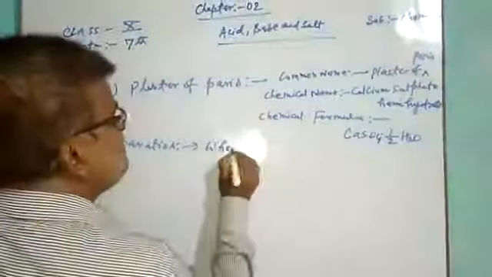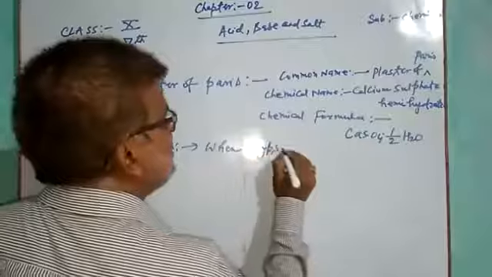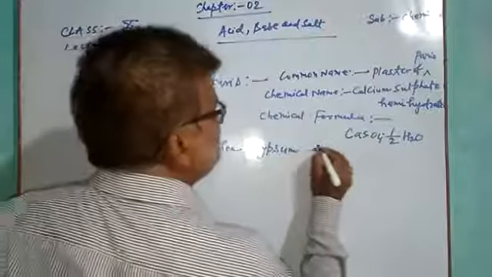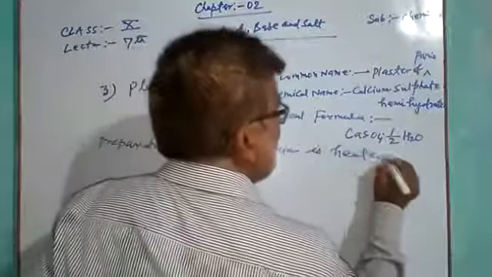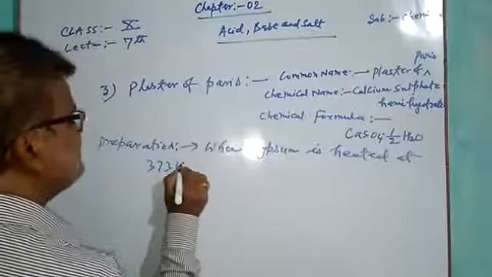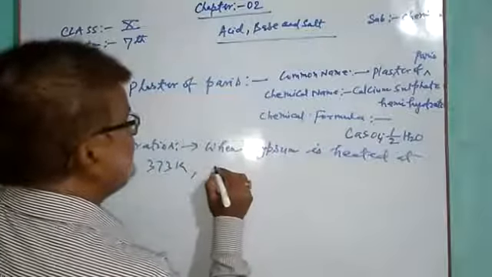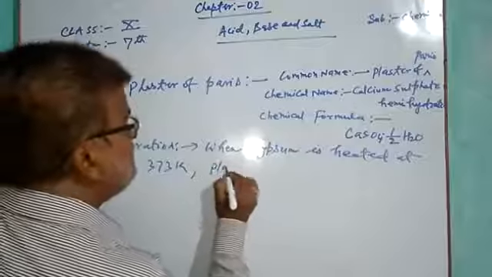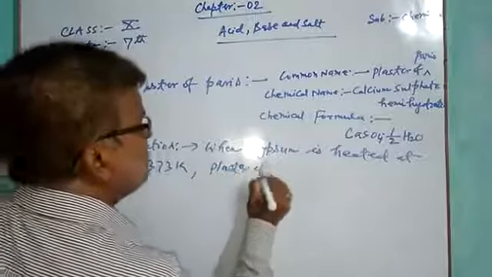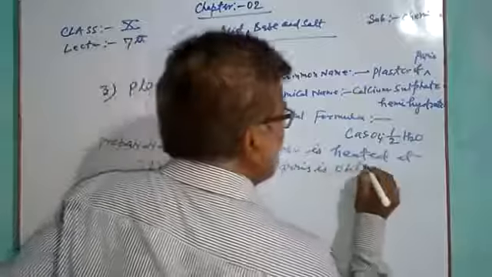When gypsum is heated at 373 Kelvin, plaster of Paris is obtained.